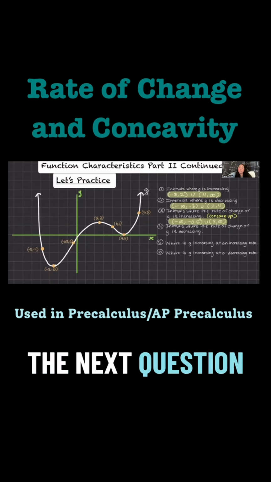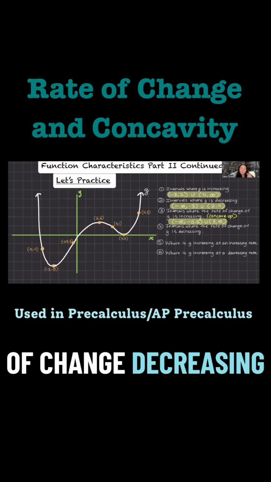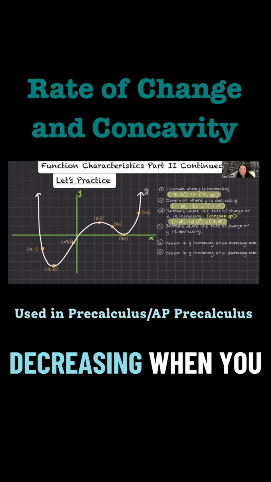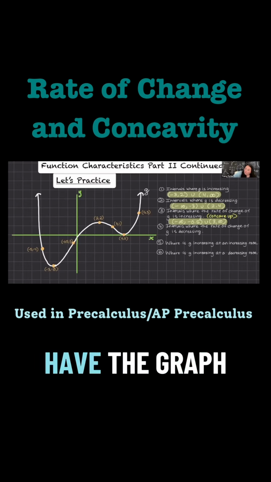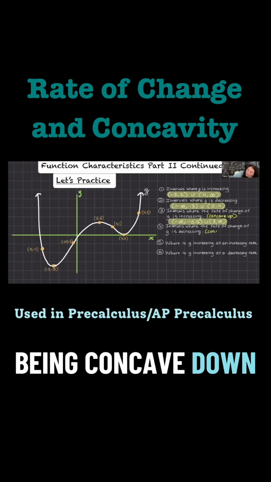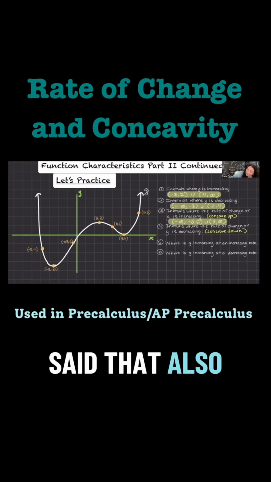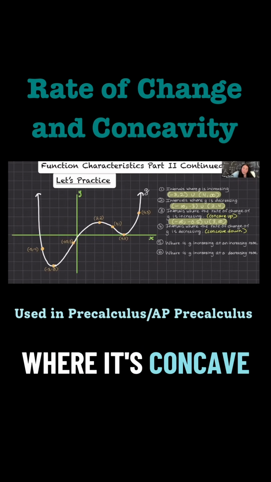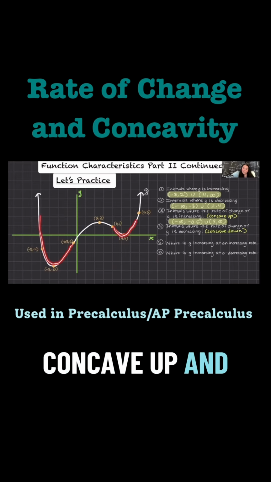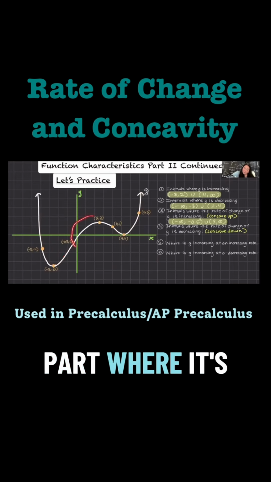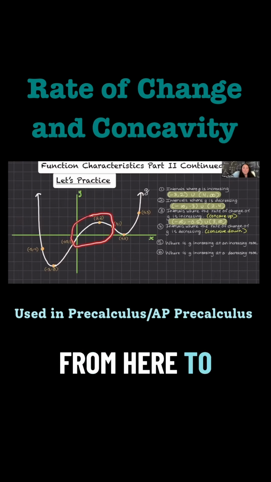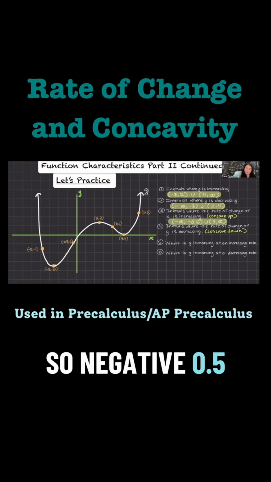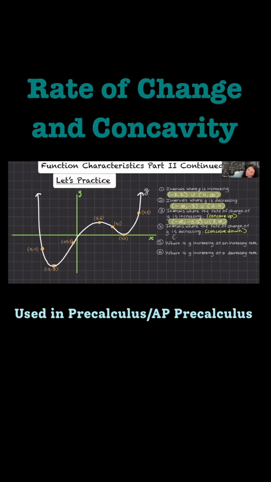So to answer the next question, where's the rate of change decreasing? Well, the rate of change is decreasing when you have the graph being concave down. We said that also in the other video. So we just need the part where it's concave down. This was concave up and this was concave up. So the only part where it's concave down is from here to here. So -0.5 to 3.